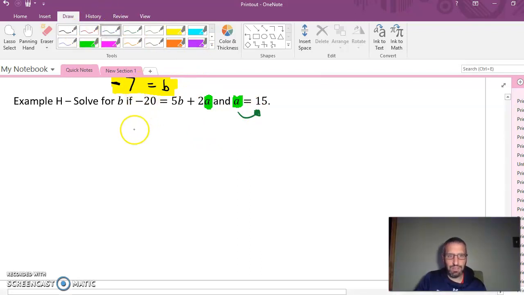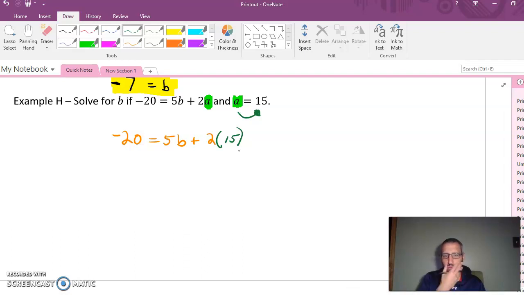Let's see what we get here. I'm just going to copy this. Let's choose a different color. Let's go with orange maybe. So negative 20 equals 5b plus, oh, wait a second. 2 is right up next to that a. They're right up next to each other, which we know means multiplication. So I'm going to take 2 and then multiply by what I want a to be. In this case, I want a to be 15.